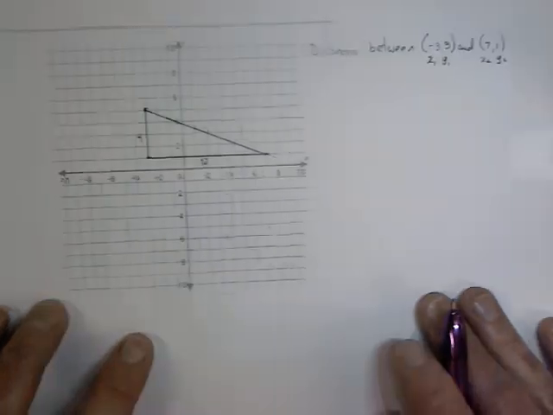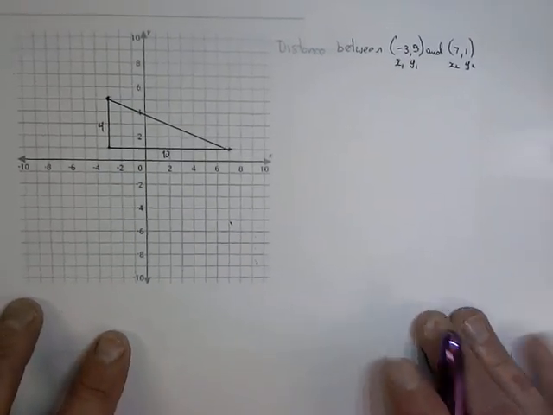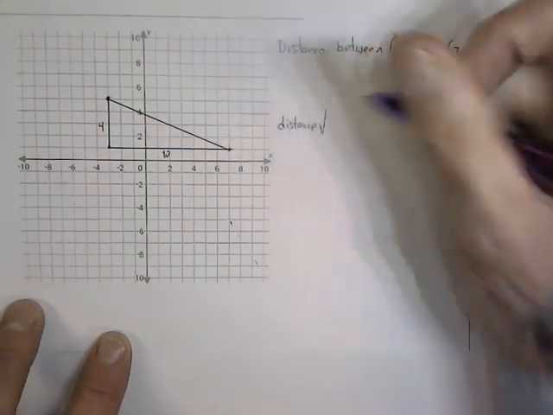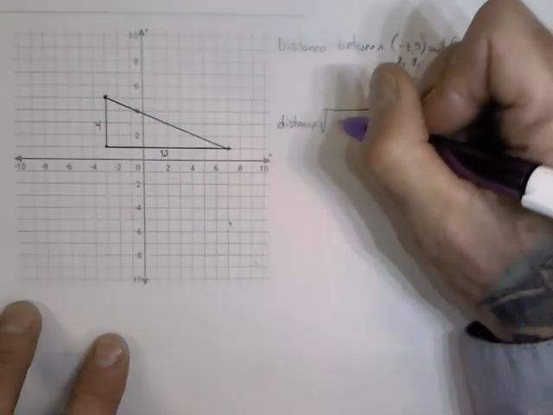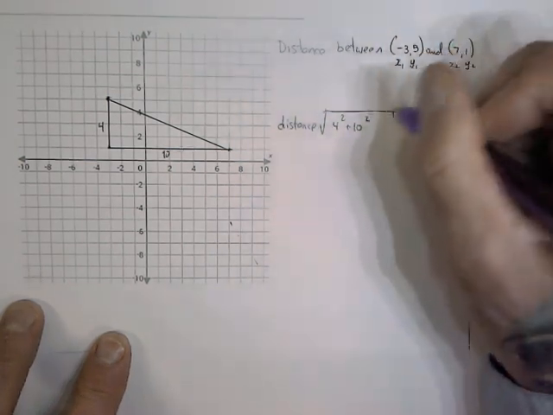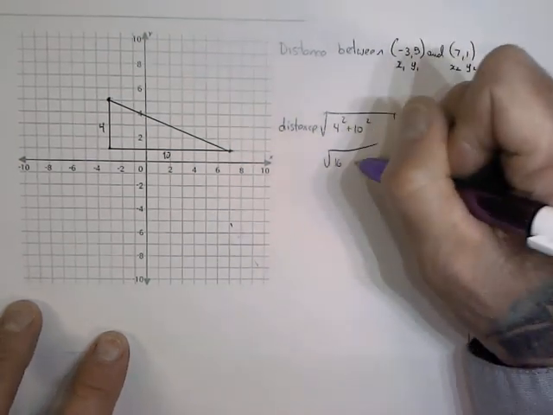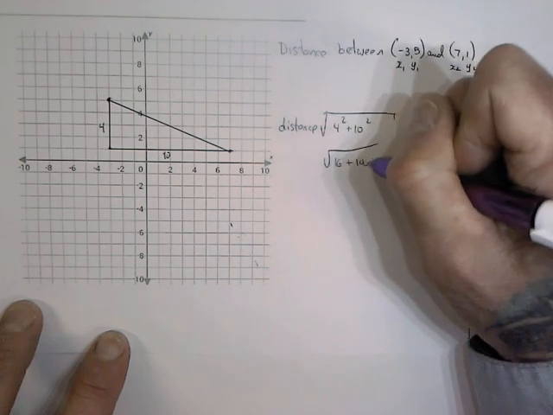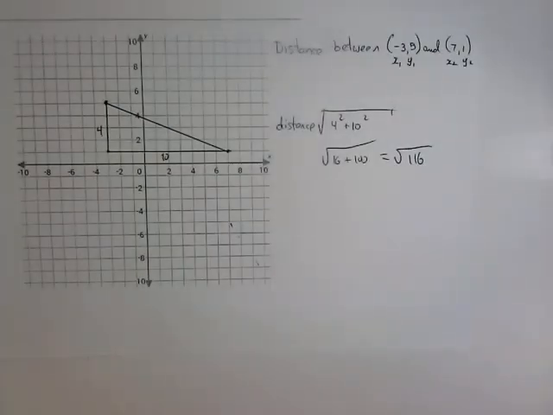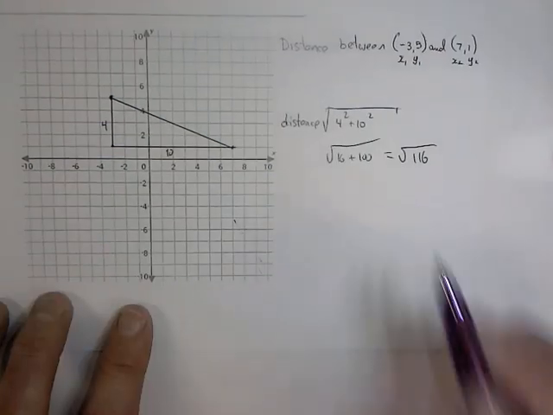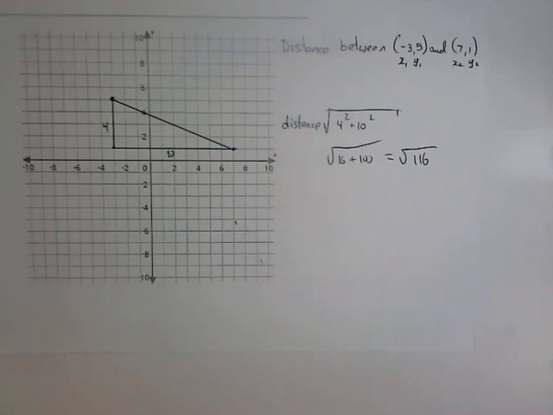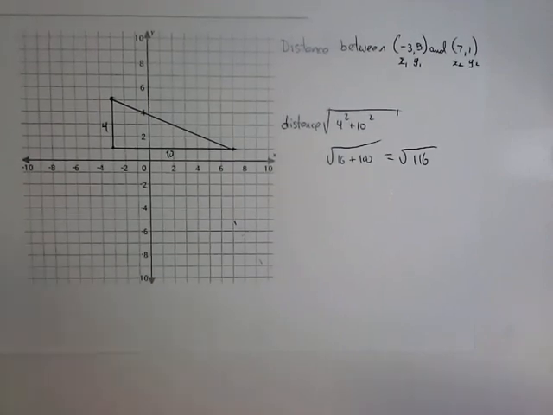So the distance from one point to the next is going to be the square root of 4 squared plus 10 squared. Now 4 squared is 16, 10 squared is 100, so that is the square root of 116. Now I don't believe that the square root of 116 is a whole number, so you are welcome to leave your final answer as the square root of 116.